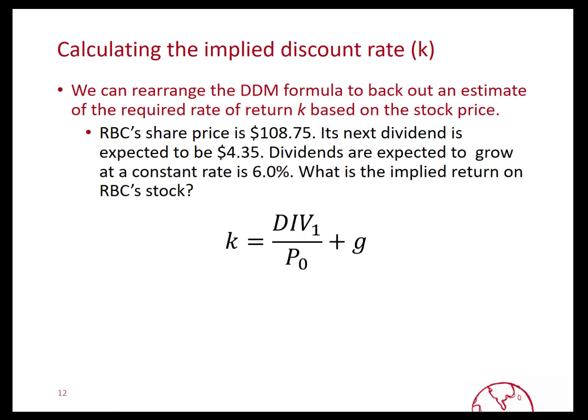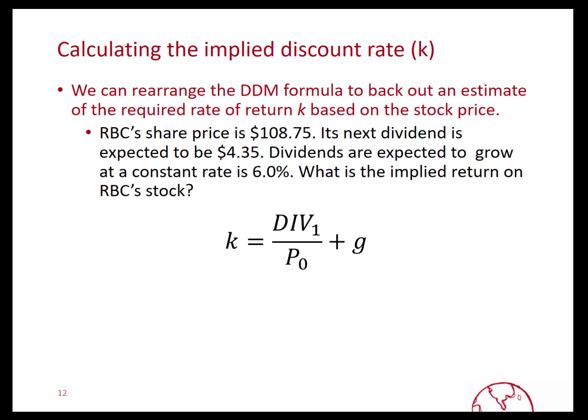Once we know this formula, we can actually back out what the implied cost of equity or expected return, K, would be if we know the other inputs. Let's take a look with Royal Bank of Canada. If their share price is $108.75, the next dividend is expected to be $4.35, and dividends are expected to grow at a constant rate of 6%. What should be the implied return on RBC stock?